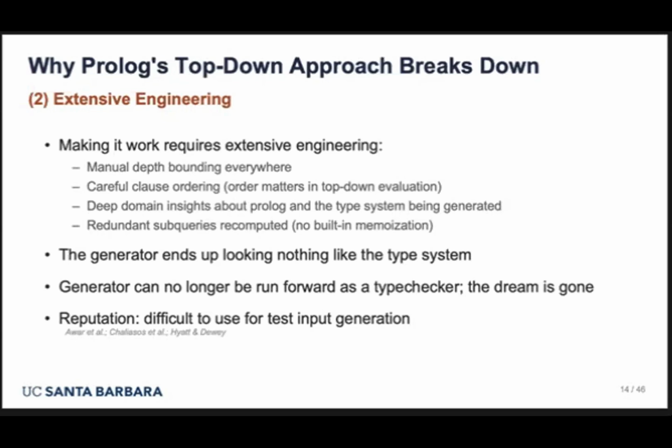After you take all that into consideration, your Prolog code for your generator ends up looking nothing like the type system encoding that you originally started with. That ruins the promise of being able to just encode the typing rules and use them as a generator, right? Because you can no longer run it in the forward direction, which has given Prolog-based generation for well-typed programs a bit of a reputation in the literature for being difficult to use for test input generation.